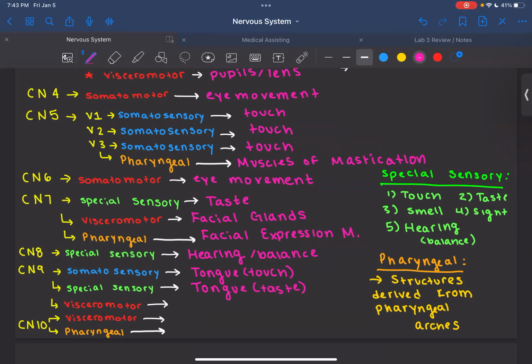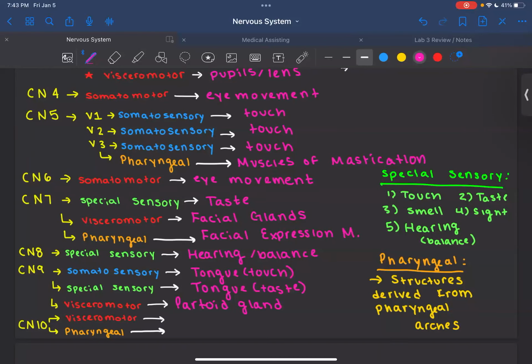And then we have viscera motor, which is going to be the parotid gland. I can't remember if there's any other glands right now, but all I have written down is parotid gland. So it might be something to look into. But for now, just know the parotid gland for cranial nerve 9.